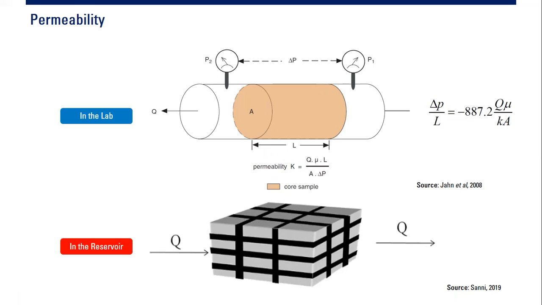Permeability of a rock or of the whole reservoir is the ability of the rock or the reservoir to enable fluid to flow through it. If you have high permeability, you can get a high flow rate. If you have low permeability, you will have a low flow rate.